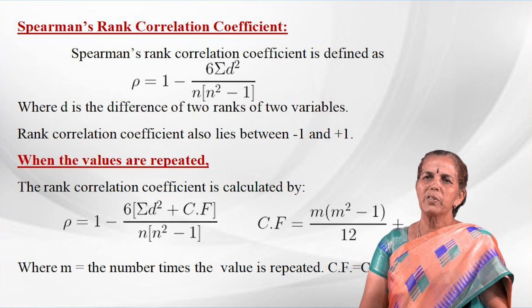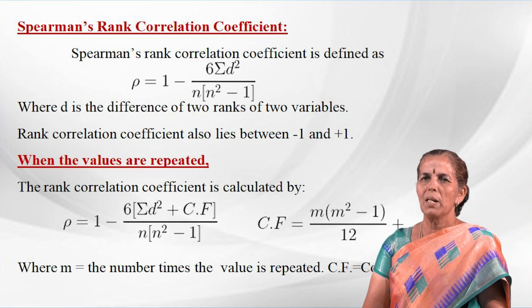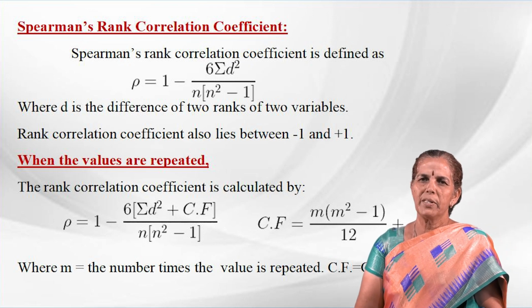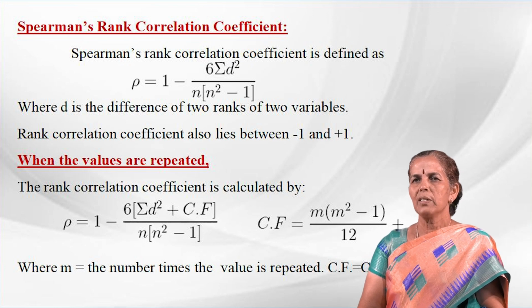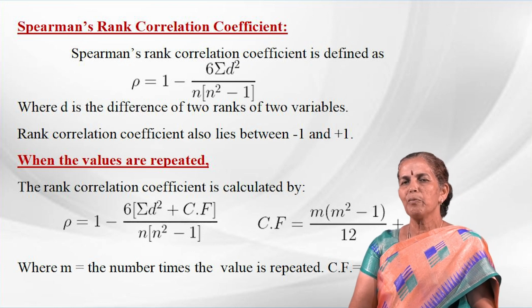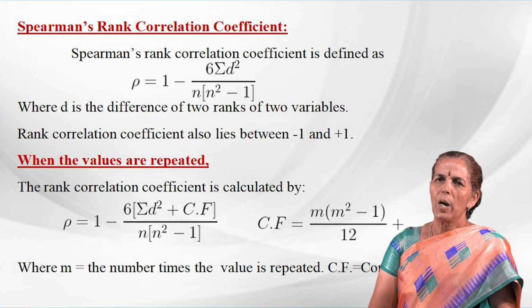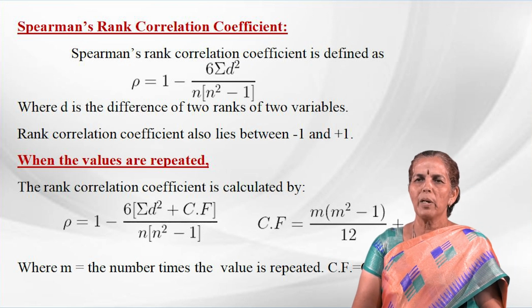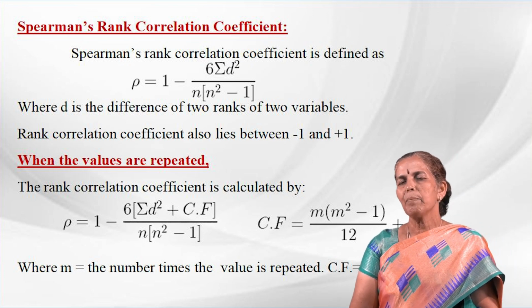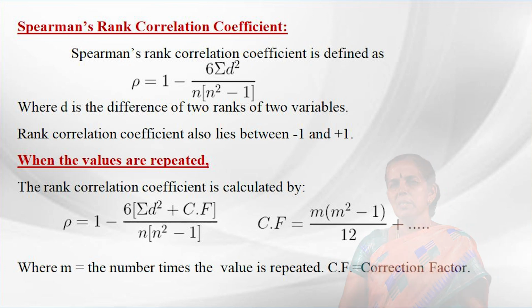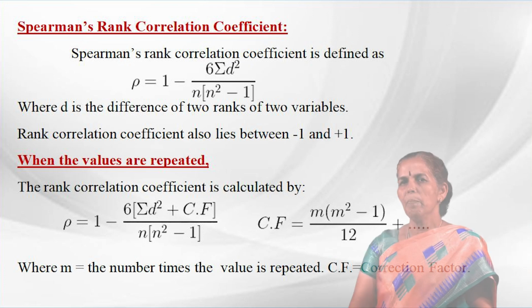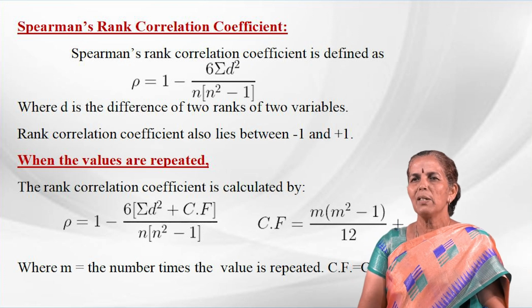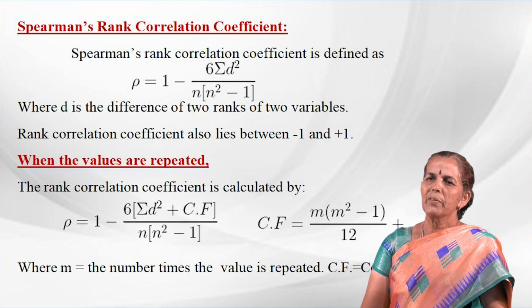Rank correlation coefficient also lies between -1 and +1. When the values are repeated, the rank correlation coefficient is calculated based on the following formula: rho equal to 1 minus 6 into summation d squared plus correction factor, where CF means correction factor, divided by n into n squared minus 1. The formula for correction factor CF equal to m into m squared minus 1 divided by 12, plus etc., where m is the number of times the value is repeated.